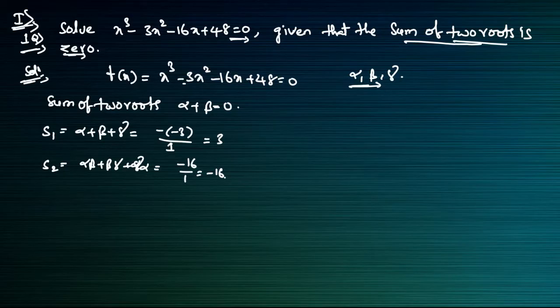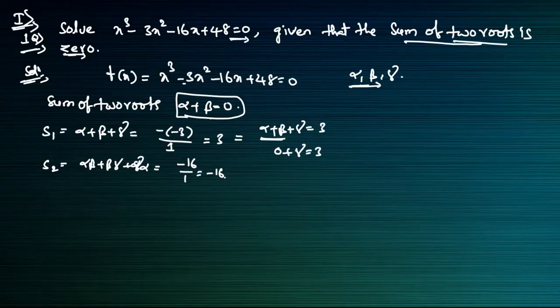But here we need alpha, beta and gamma. From alpha plus beta plus gamma is equal to 3, and alpha plus beta is equal to 0, we get 0 plus gamma is equal to 3. So one root is 3. We got one root as 3, and now we find the other two roots.